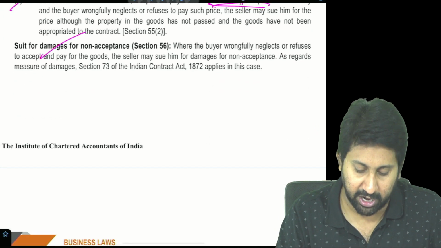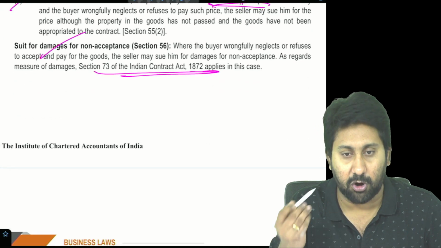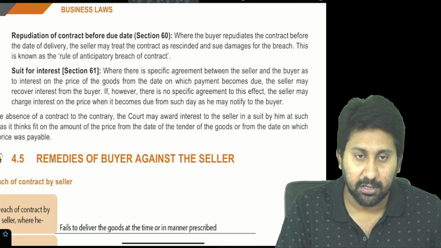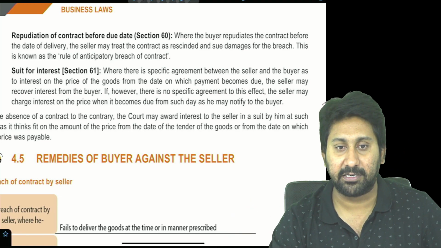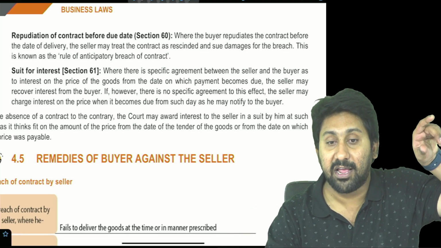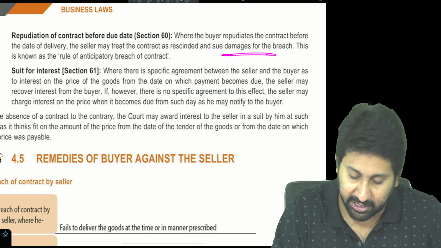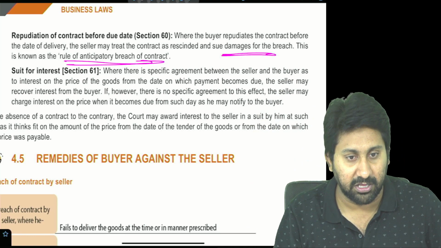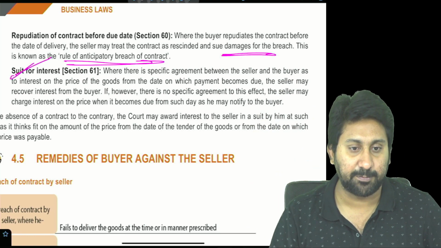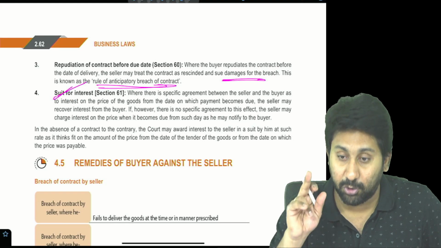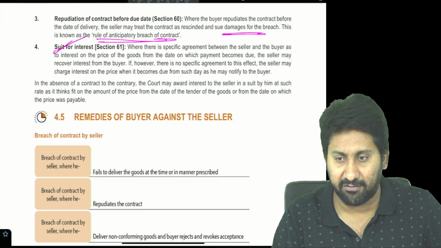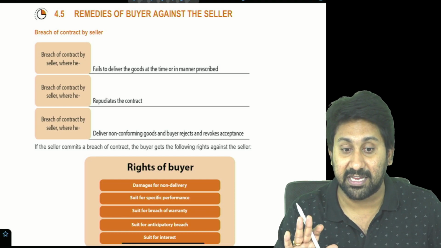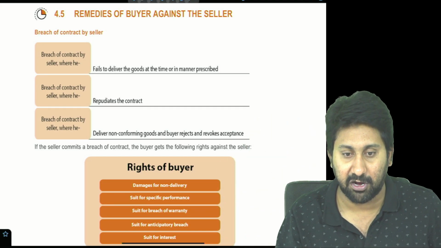Suit for damages for non-acceptance. For that, the Indian Contract Act will apply, and that's why it is given here. Repudiation of contract means even before the contract completes, the buyer says, "I entered into the contract, but now I could not buy." Then I can sue him for damages. Anticipatory breach of contract under the Contract Act will apply. And not only that, I can also charge interest at a specified rate. That's why I said don't waste time reading these. These are already covered in the Contract Act as similar points. I'm not saying those will not come in the exam, but don't waste time on that because we have already completed it.